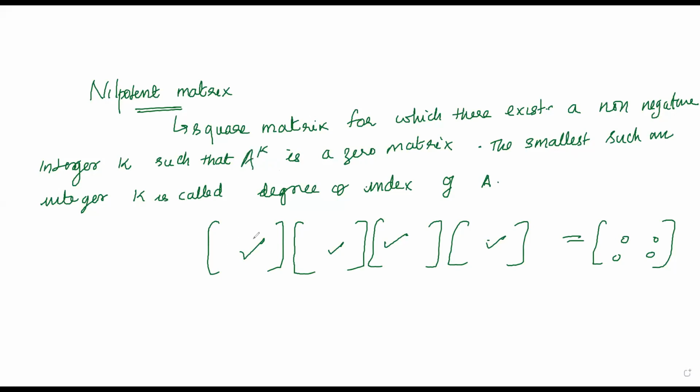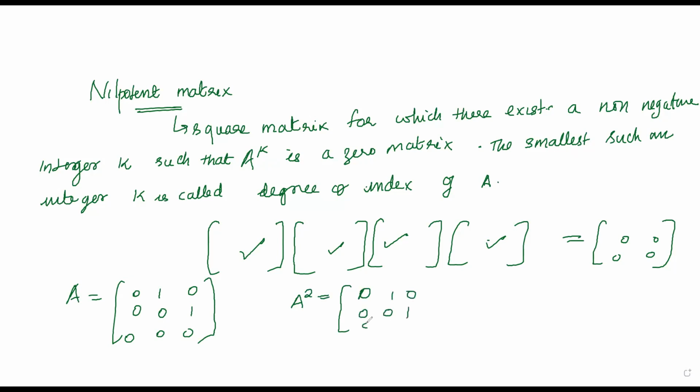I'll show you one example, then you will understand more clearly. Write one example. A is equal to [0, 1, 0; 0, 0, 1; 0, 0, 0]. If I have a matrix A like this, then please do A square, all of you. A square means multiply one time.